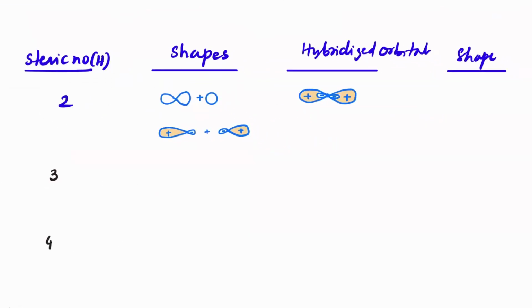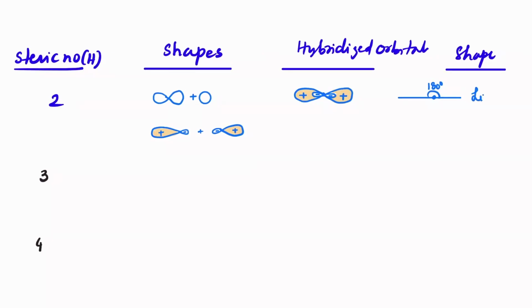And what is the shape with respect to the center and the directions of the lobes? You need to check what angle it is making: 180 degrees. That means it is a linear shape like this, making an angle of 180 degrees. It is a very similar concept to what we used in VSEPR theory. So the shape is linear.